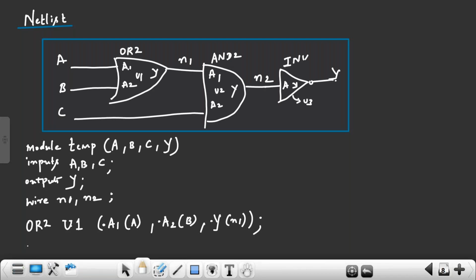Next, we will describe the AND gate. What is the library name of the AND gate? AND2. And my synthesis tool will give an instance name, that is U2. And what are we connecting for A1? .A1(N1) means for A1 what is connected? Net N1. For A2 what is connected? Port C, .A2(C). And for the Y pin, what is connected? Net N2.